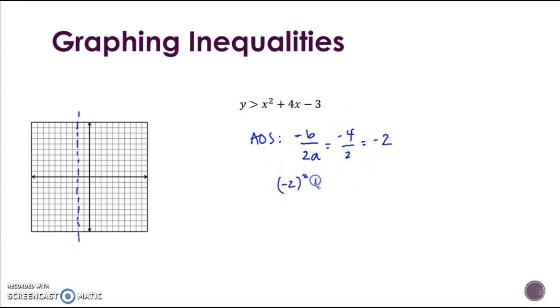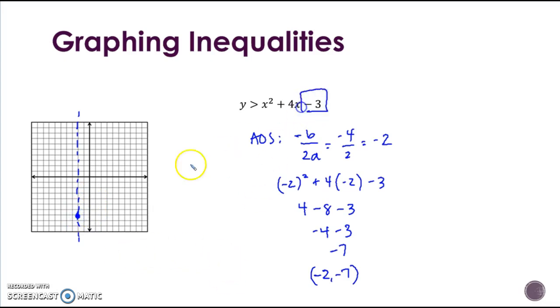We get -2 squared plus 4 times -2 minus 3. So 4 minus 8 minus 3. -4 minus 3, -7. So my vertex is at -2, -7. 3, 4, 5, 6, 7. And then I'm going to use my y-intercept, -3. So -3 is down here, and then I'm going to reflect it to this side. Now before I draw my u, I've got to make sure if it's a dotted or a solid line. So because it's just greater than, it's going to be a dotted line.